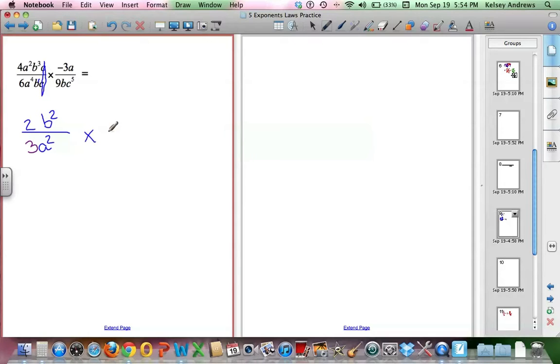In our second fraction, -3/9 can be reduced to -1/3. And then our variables, we don't have anything that's the same in the numerator and denominator, so they need to stay.